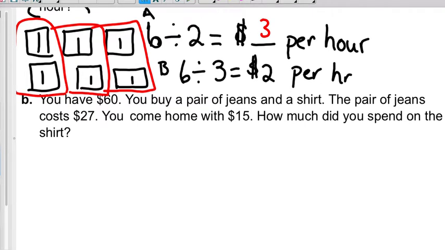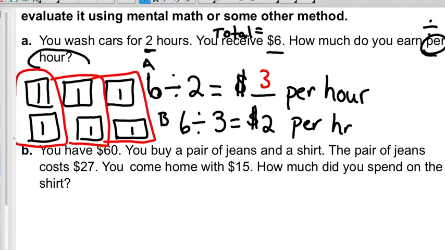You have $60. You buy a pair of jeans. Oh, wait a minute. I'm going to back up before I do that. If I go back up here, could I write an algebraic expression for washing cars? What's my algebraic expression for any number of hours washing cars for A? If X equals the number of hours, and I want to know the total, what is my expression going to be?